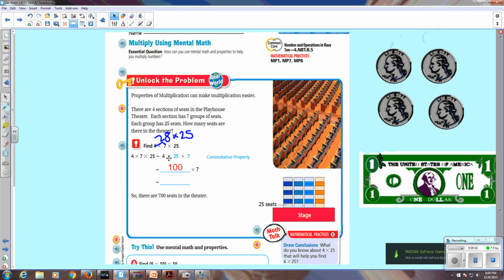So now I could do 4 groups of 25 is 100 and multiply the 100 times 7. So I have 100 groups of 7, which is 700. So altogether, I would have 700 seats in the theater. This is a quick example of how the commutative property, switching the order of the factors, can help you solve harder problems.